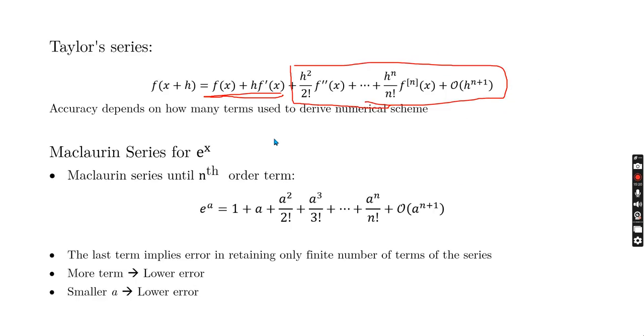Right, so let us look at this Maclaurin series for e to the power x. Maclaurin series is just a special case of Taylor series where we take a value of x to be 0 and h to be the number that we are trying to approximate. So in this case we are trying to approximate e to the power a. So I am taking x as 0 and h as a, and we are taking n number of terms.